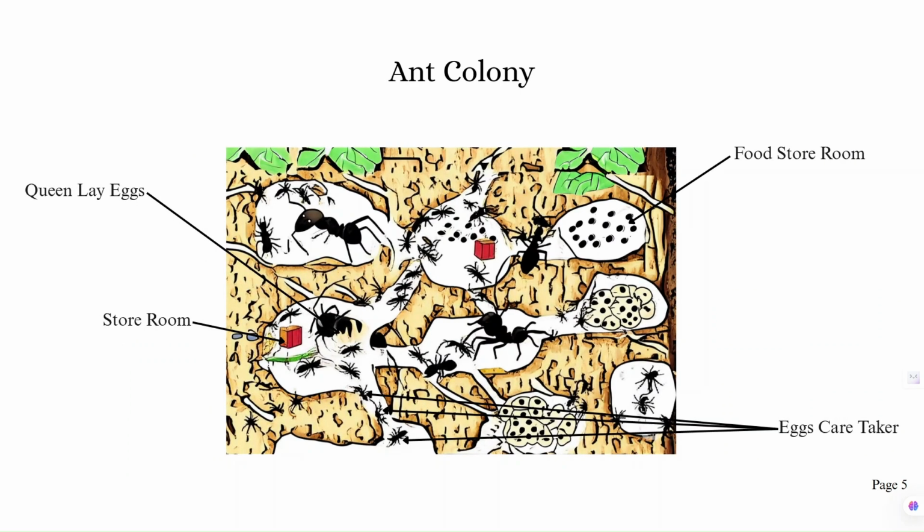This visual representation of an ant colony provides insight into the organized structure. We can observe distinct areas. Queen lays eggs, where the queen deposits the eggs. Next is the storeroom, used for storage within the colony. Next is the food storeroom, a specific area dedicated to storing food. Next is the eggs caretaker, a section where eggs are cared for by worker ants.